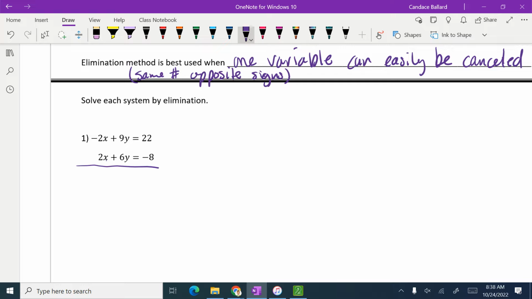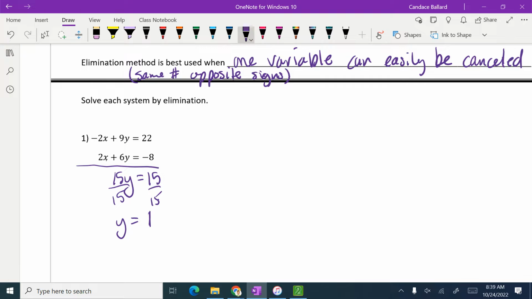What's 9y and 6y? 15y, good. And then 22 minus 8. Oh, 15, that was convenient. All right, I got to get y by itself. What am I going to do? Divide by 15. So y equals, what's 15 divided by 15?